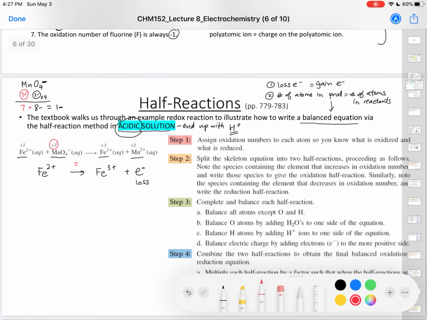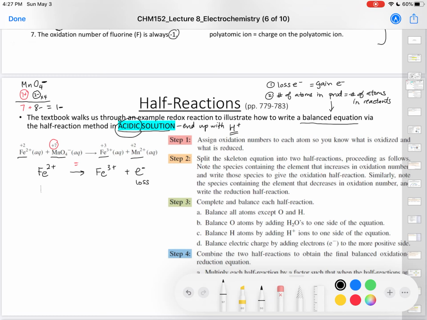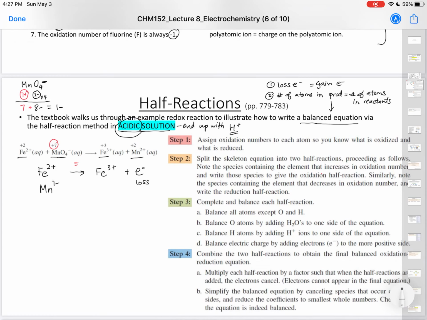Okay. Then again, we're going to write another equation for the gain of electrons. So again, we're going to start off with my Mn. My Mn 7+, and it becomes Mn 2+. And again, if you think about it, you've got to write 5- on this side to make this true, right? 5- plus 7+ gives you 2+. And because the 5 electrons are on the left side, it is a gain of electrons. Okay. Now notice, they're not balanced in terms of the loss and gain of electrons, right? We would like to balance them.